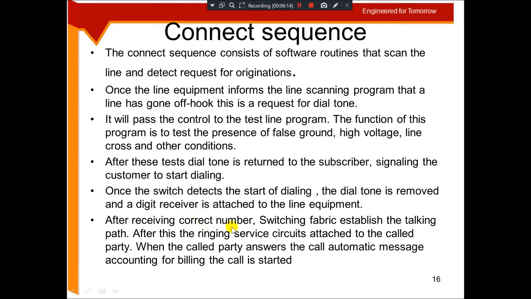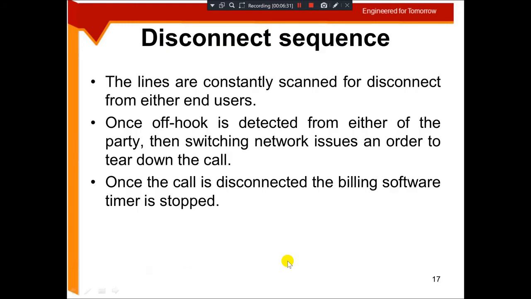After receiving the correct number, the switching fabric will establish the talking path. After this, a ringing service circuit is attached to the called party, that means person 2. When the called party answers the call, automatic message accounting bills the call, and the call is started. That is, the timer gets started. The disconnection sequence. The lines are constantly scanned for disconnection from either of the end users.